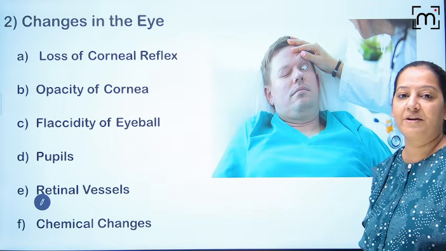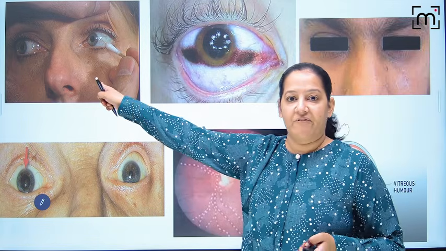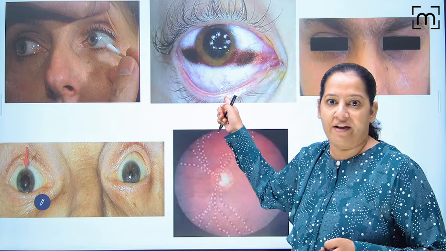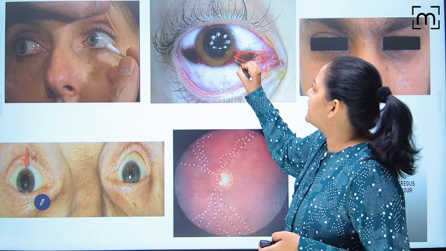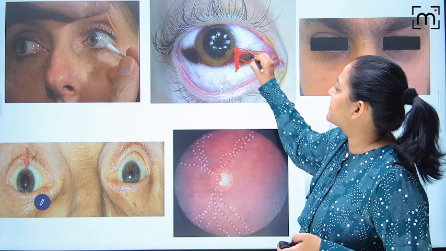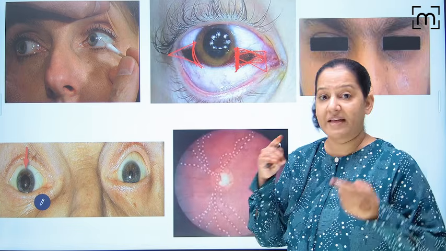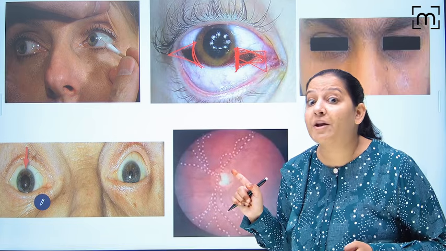Changes in the eye. I taught you 6 changes in the eye. You remember the 6 changes in the eye? Loss of corneal reflex. Okay. Cornea becomes opaque. Opacity in the cornea. And there are triangles formed in the cornea. The base of the triangle is like this, and the apex is like this. You can see, the base is towards the corneal margin and the apex is towards the canthus, medial and lateral canthus. These triangles are known as tache noire.